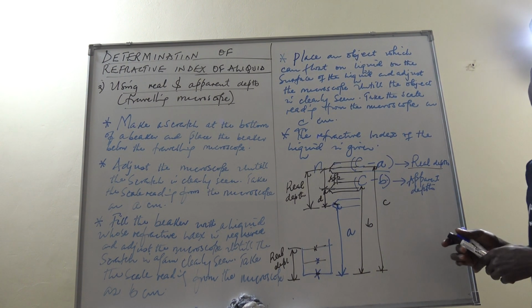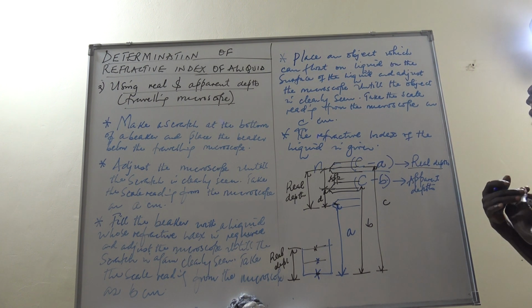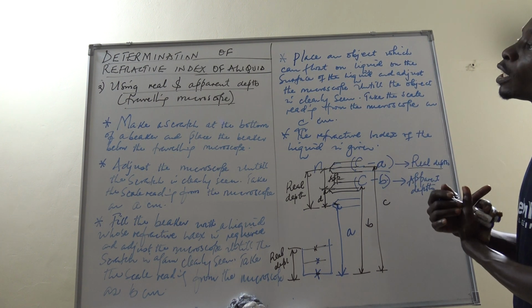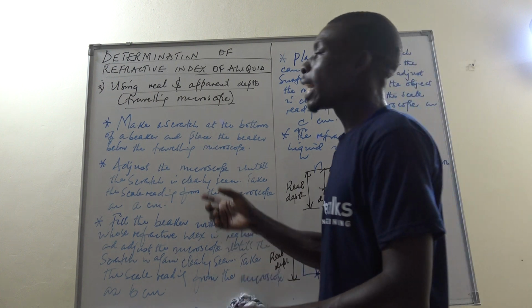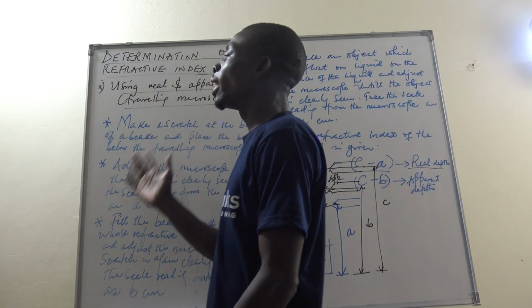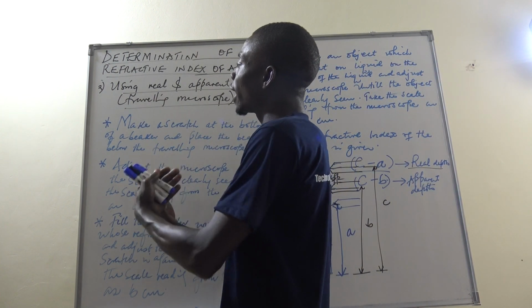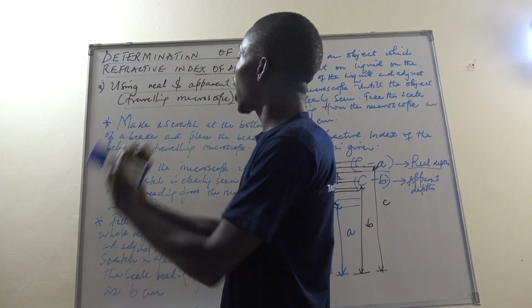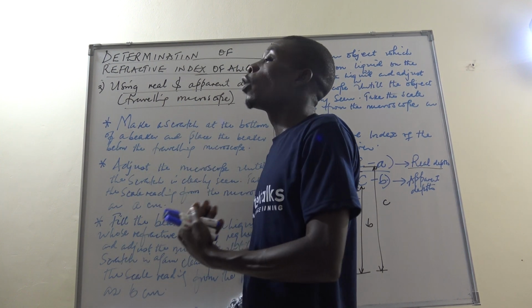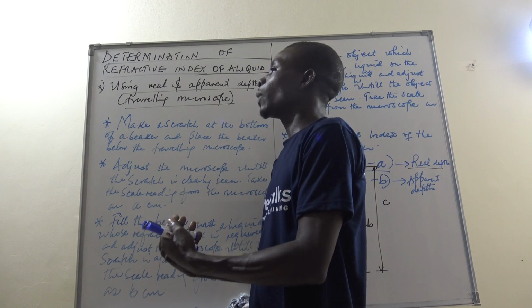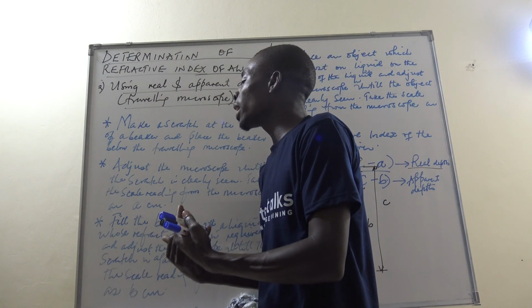So that is basically how we can determine the refractive index of a liquid using real and apparent depths and using a traveling microscope. We shall again look at using real and apparent depths, but when we are using a pin, that will be in our next coming episode.